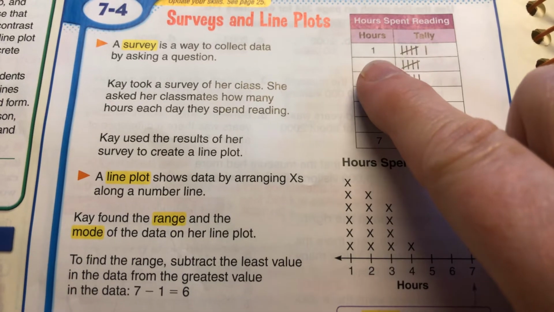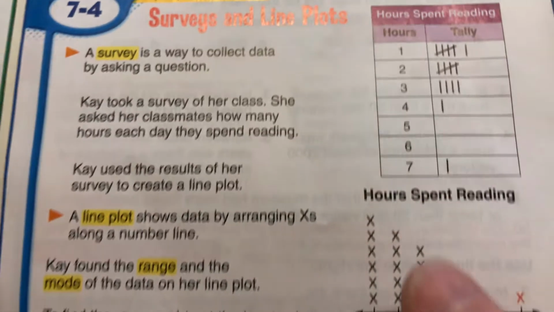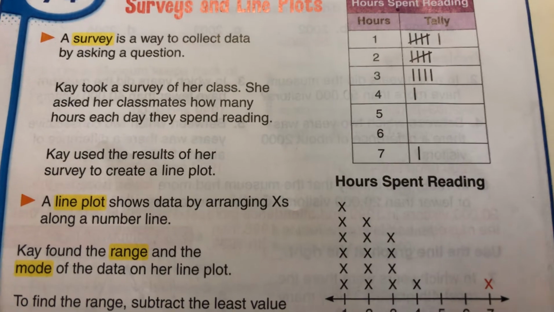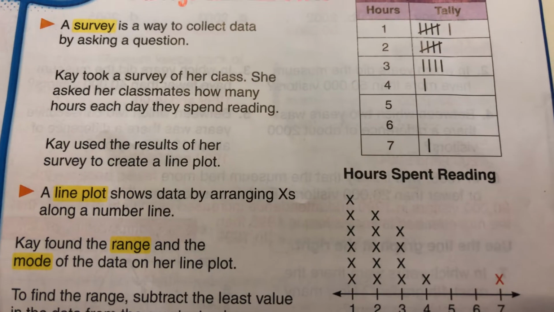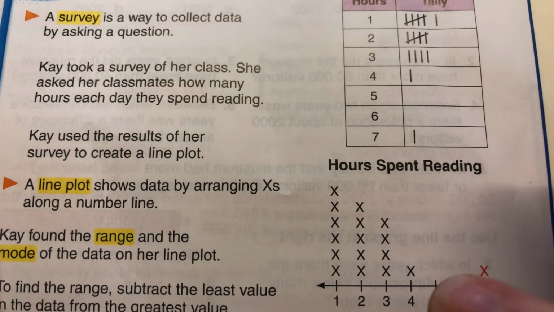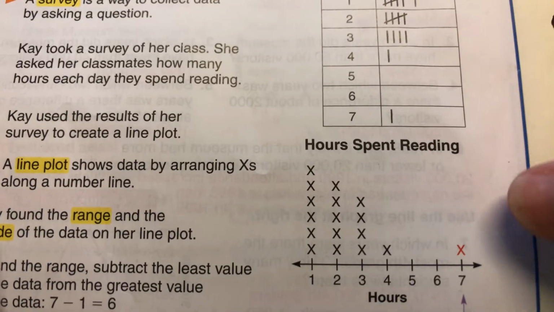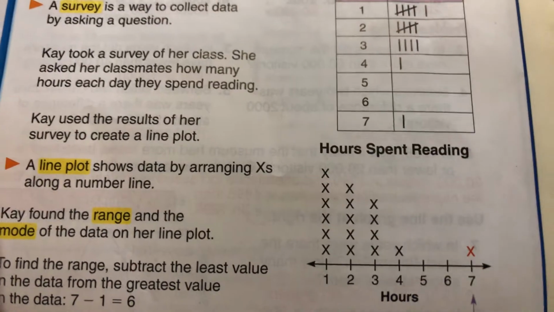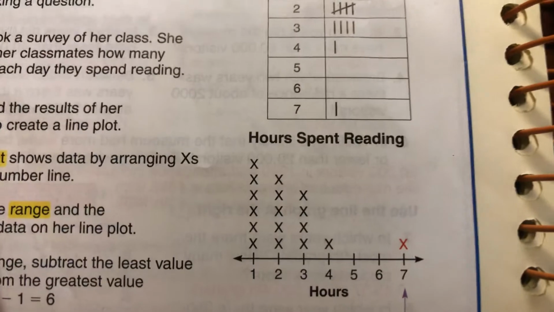Now, when you get to 1 hour per day, there were 6 people who said that. So then there's 1, 2, 3, 4, 5, 6 X's. For 2 hours, there's 5. So there's 5 X's. For 3 hours, there were 4 students that said they read 3 hours per day. So 4 X's. 1 for the 4 hours. Nothing for 5 and 6 because 5 and 6 are empty in your chart. And then there was this one lone student who said they read 7 hours per day. So there's an X for the 7. Okay, now you've got a line plot. That whole thing, that's a line plot.